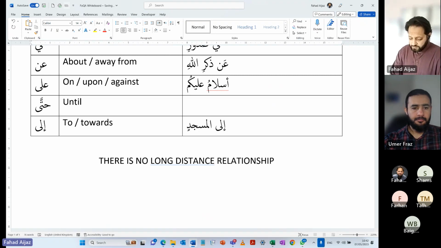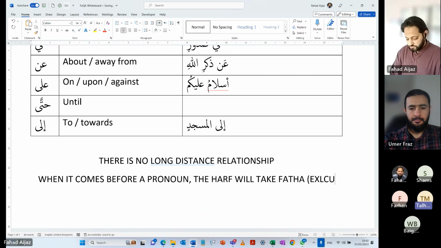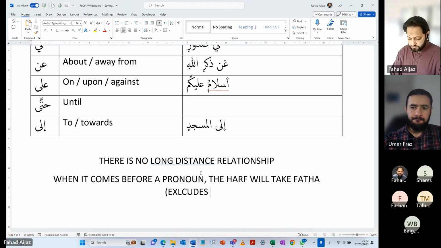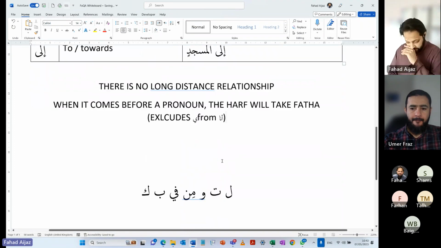You should remember that when it comes before a pronoun, the harf will take fatha. It excludes nahnu, and also ana. So it excludes that. What else? That's it. I mean, this is the topic.